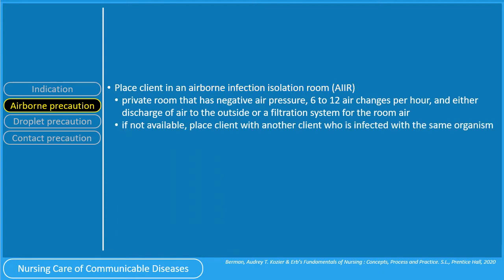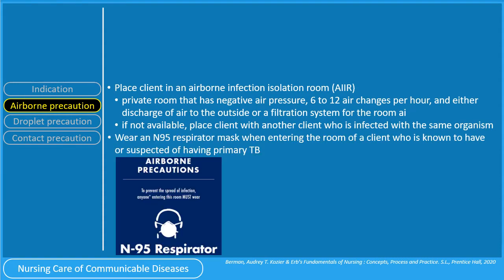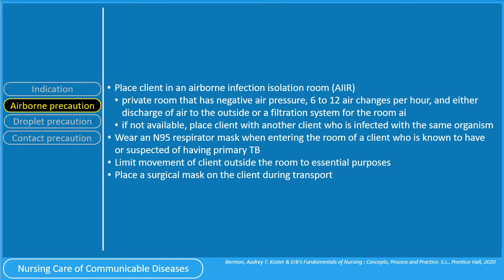If AIIR is not available, place client with another client who is infected with the same organism. Wear an N95 respirator mask when entering the room of a client who is known to have or suspected of having primary TB. Limit movement of client outside the room to essential purposes only. Place a surgical mask on the client during transport.